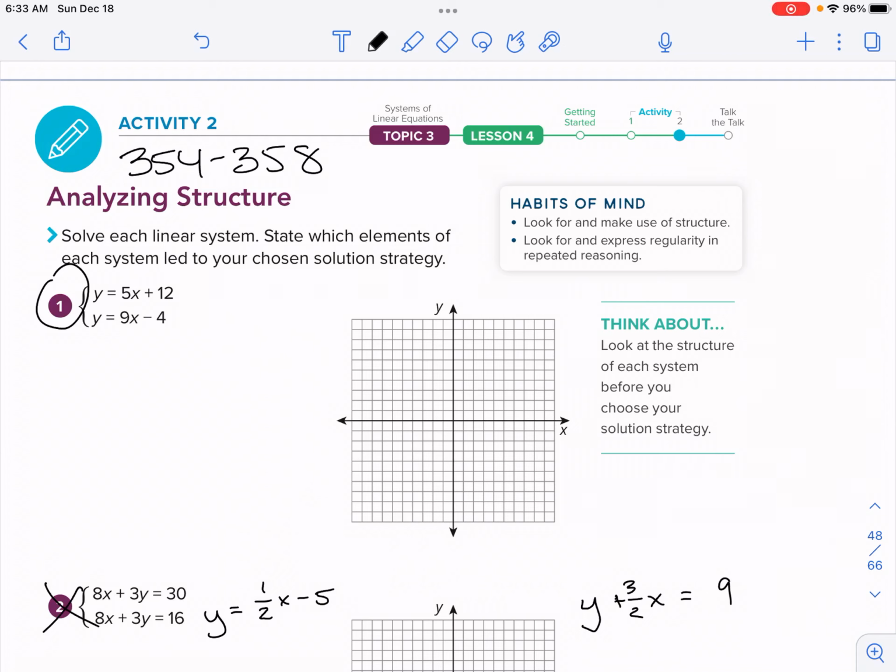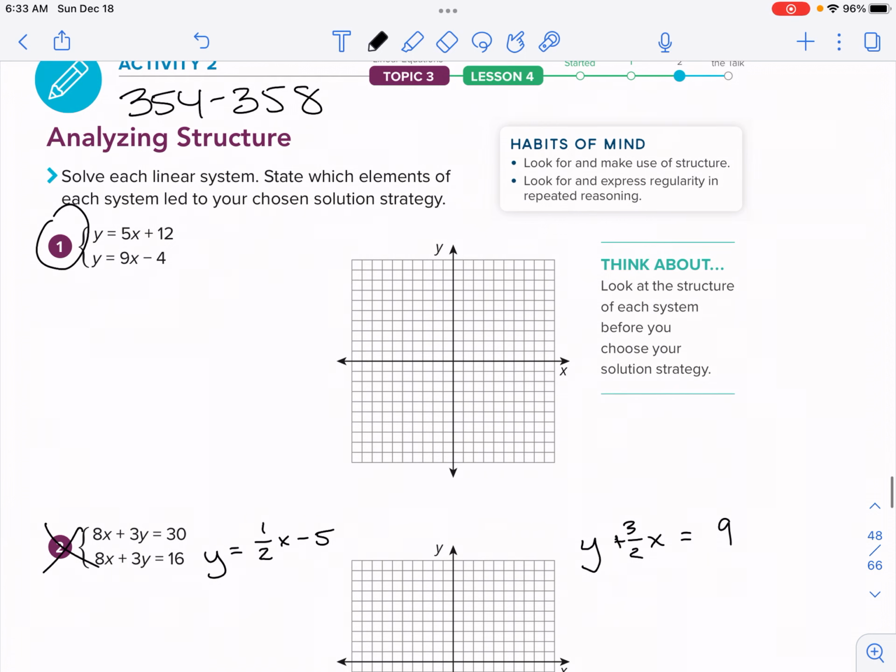Hello, we are on Module 2, Topic 3, Lesson 4, and we're only working on Activity 2. It's been a while since we worked on these, but we're going to re-familiarize ourselves with the varying methods that we have to solve a system. On page 354, we have some systems, and you get to choose which method you'd like to use to solve.